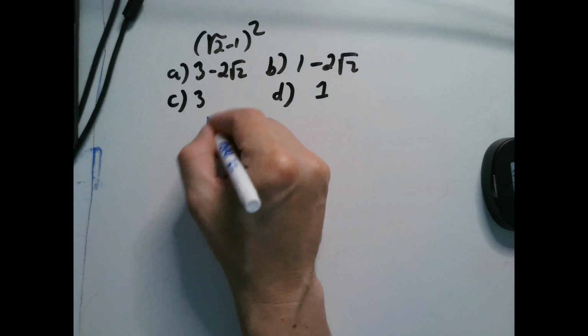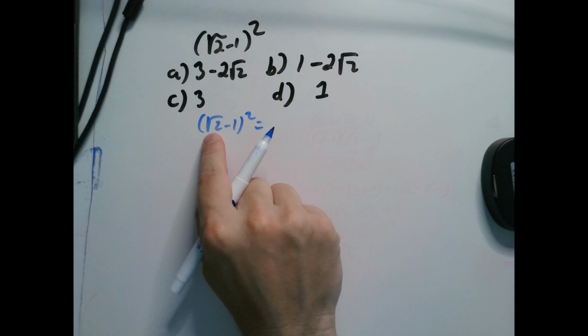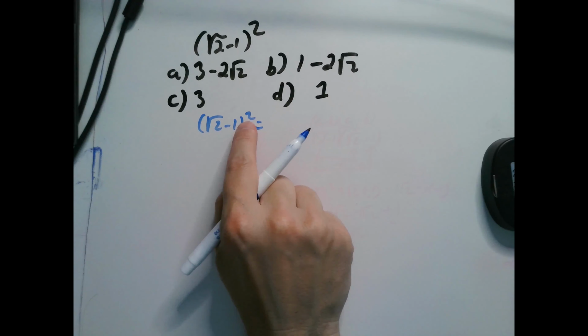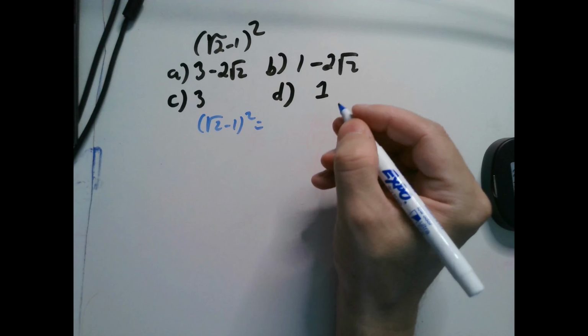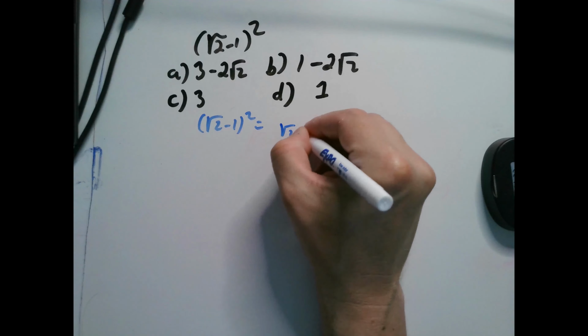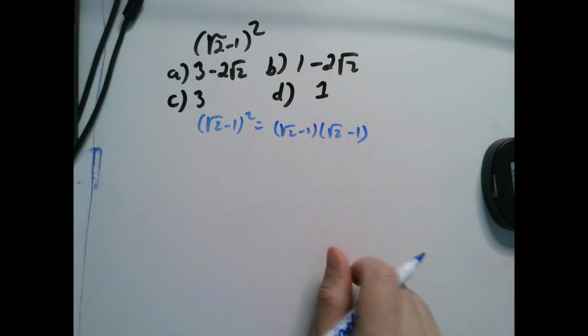So we have here the root of 2 minus 1, and it's being squared. So this quantity right here is the base with respect to the 2 and the exponent. It's the base. So you're going to do this. You can FOIL out, in other words. The root of 2 minus 1 times the root of 2 minus 1 this way.